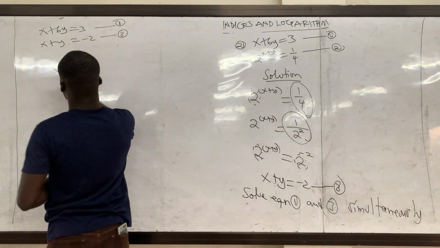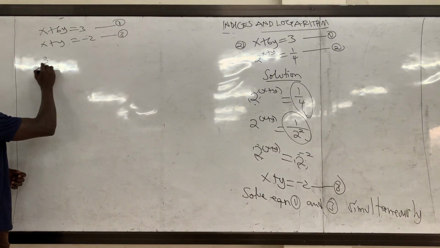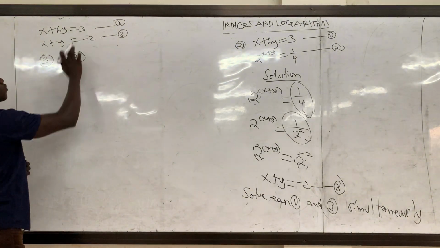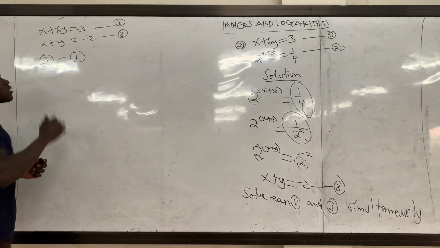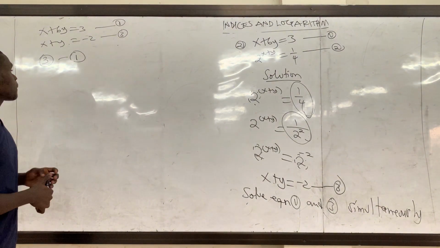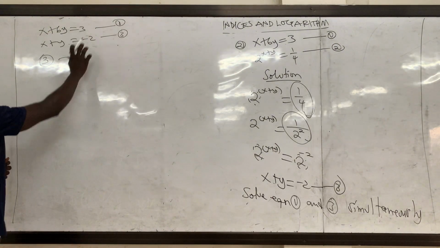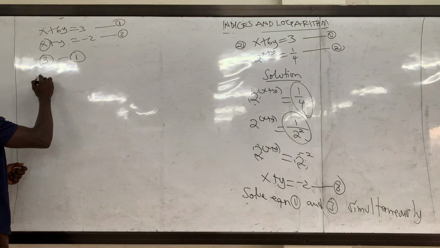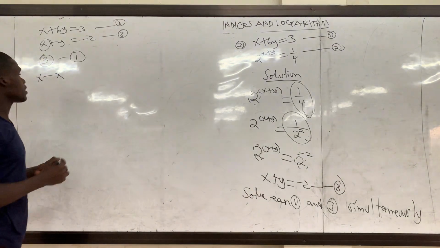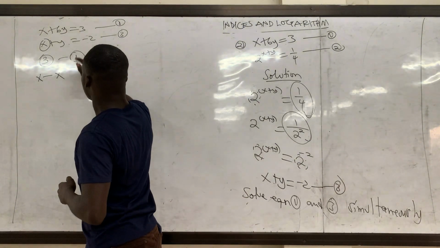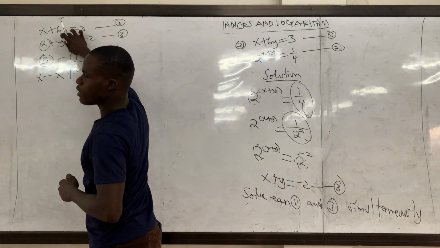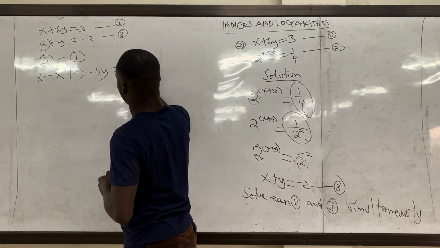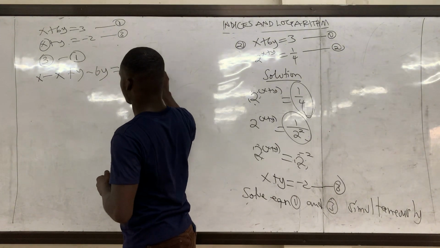We can actually subtract equation 3 from equation 1. Okay, so let's see how that's going to be. Equation 3 has x, so we subtract this x from this, so it's going to be x minus x, then plus y in equation 3, minus 6y here. That will be equal to -2 in equation 3, then -3.